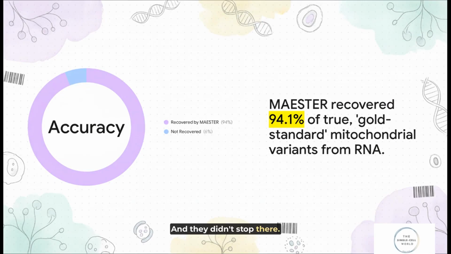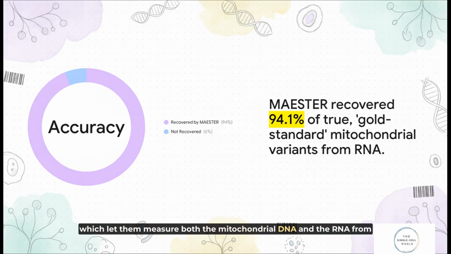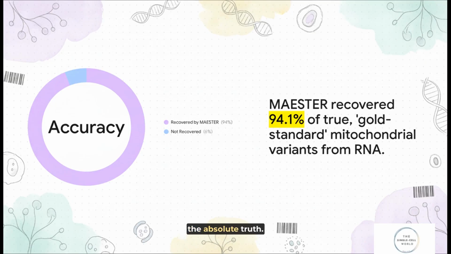And they didn't stop there. In another really robust validation, they used a fancy technique called DOGMA-seq, which let them measure both the mitochondrial DNA and the RNA from the exact same cell. They used the DNA as the gold standard, the absolute truth.